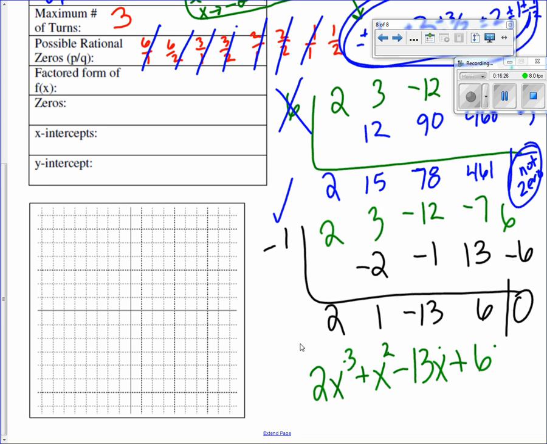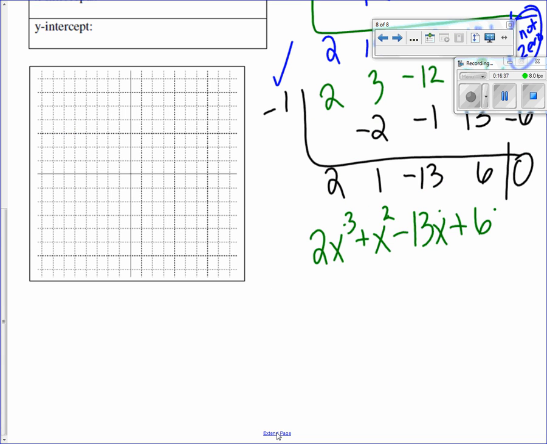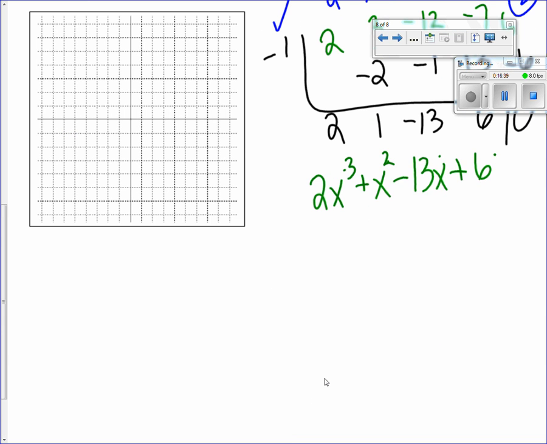I can use numbers off of my list again. So let's take another number off of our list. Does anyone want to try? Let's try a fraction just to see what happens, just to get some practice.